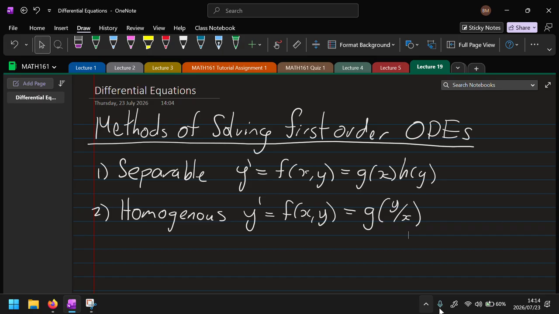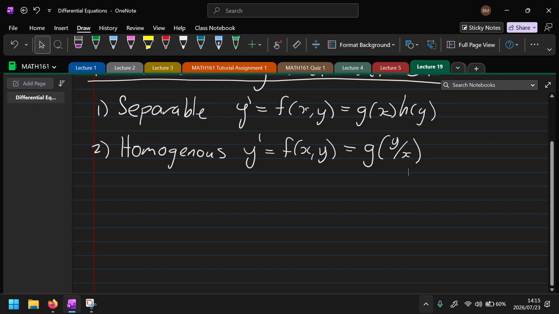And that's when we can take that right-hand side, f of x, y, and write it as some function g of y over x. So whatever that function f of x, y looks like, if we can write it like that, we call it homogeneous. And if it is homogeneous, there's a method that we can use to solve it. The third one is if that right-hand side is linear, and we're going to do that a bit later on. So let's have a look at the homogeneous case.